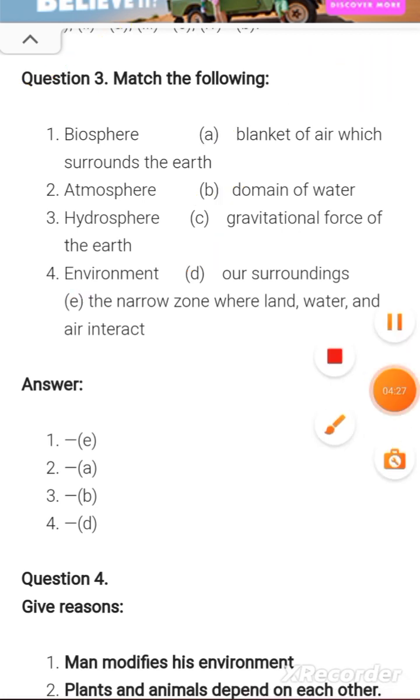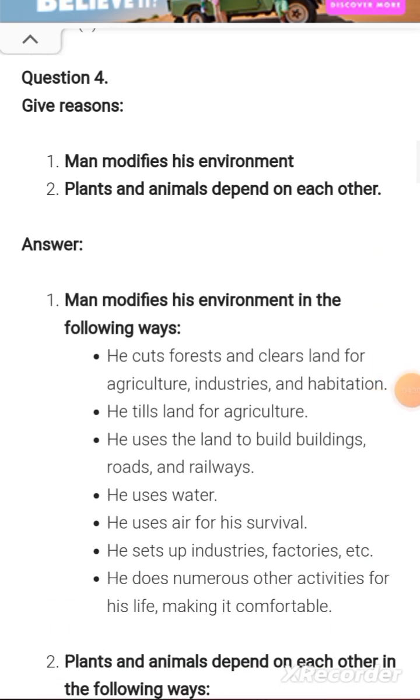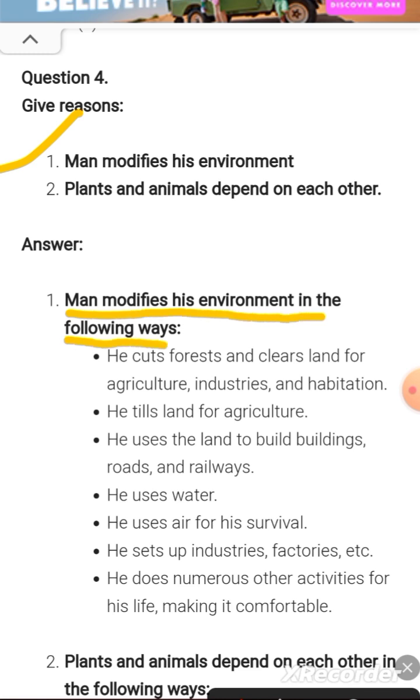Now we are going to move on to the fourth question, that is, give reasons. So the first question is, man modifies his environment. So the answer is, man modifies his environment in the following ways. He cuts forest and clears land for agriculture, industry and habitat. He tilled land for agriculture. He used the land to build buildings, roads and railways. He used water. He used air for his survival. He set up industries, factories, etc. He does numerous other activities to make his life comfortable.